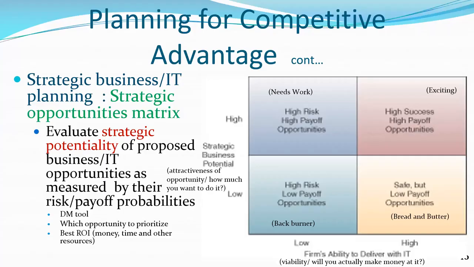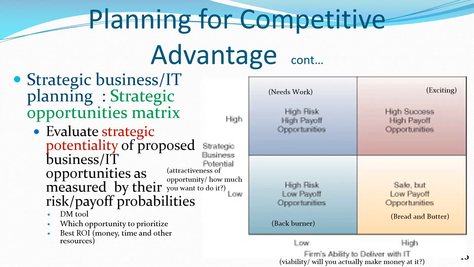Right. After the break, we are going to discuss planning for competitive advantage. It's a continuation. Here, there's a matrix, right? We call this strategic business or IT planning because we need to understand our position in an organization, how we can go further, and take a decision on which direction we should move.